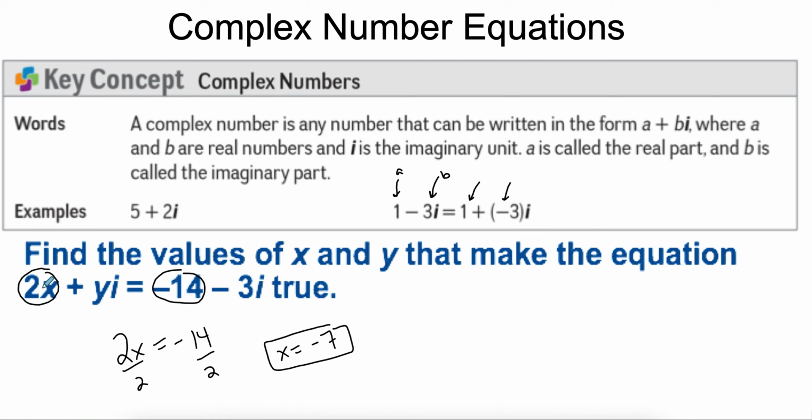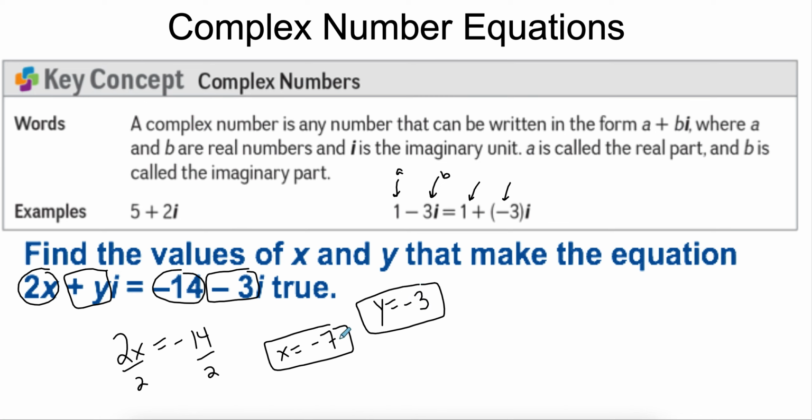If I put a negative 7 in here, I would have negative 14 plus yi, and now we've got to figure out what the y is going to be. So now I compare the complex part. I don't care about the i, I just care about what's attached to it. I compare those. All right, and there's not a whole lot of algebra involved here. I just say y equals negative 3. And that is as simple as that.